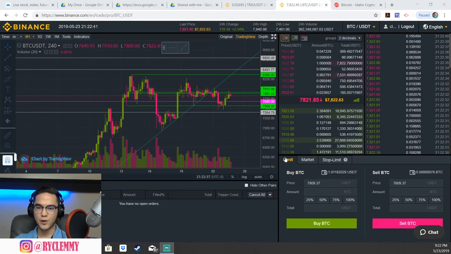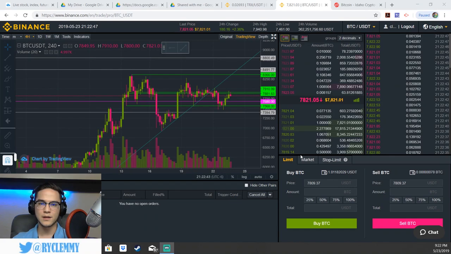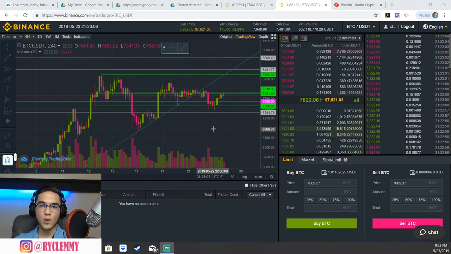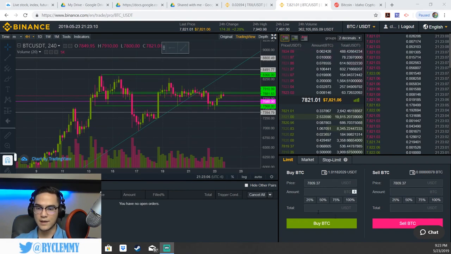Now, this is the majority of what you should be using because a limit order is going to save you money on fees. So we'll talk about fees here in a little bit, but every time you buy or sell a cryptocurrency on Binance, there's always going to be a fee. It's usually 0.1%, but again, we'll talk about those here in a few minutes. But a limit order is going to be saving you the most money on fees, and it's also going to make sure that you get the price that you want.